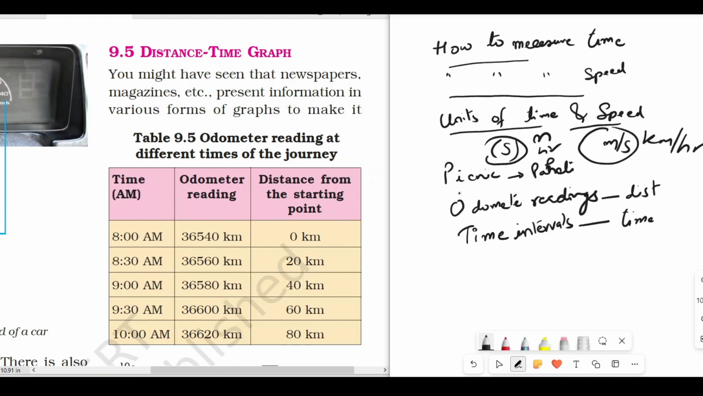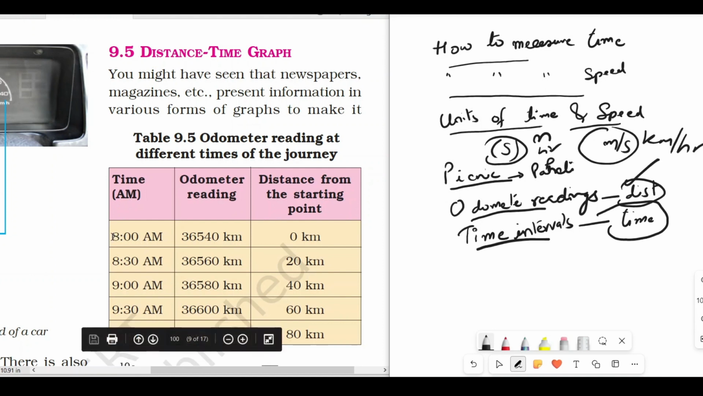Then while we were wrapping up the session, we were studying a scenario wherein Paheli went for a picnic and she took some odometer readings to measure distance, and she took some readings of the time intervals in which these distances were covered. Those readings can be seen here. The time intervals are shown in the first column, the odometer readings are shown in the second column, and the distance from the starting point is shown here.